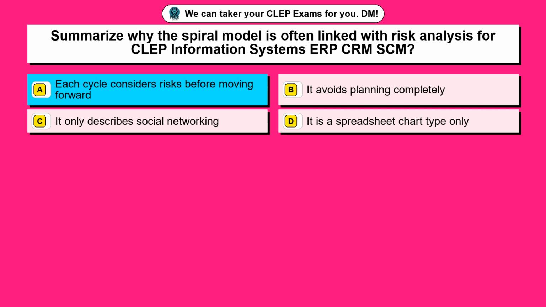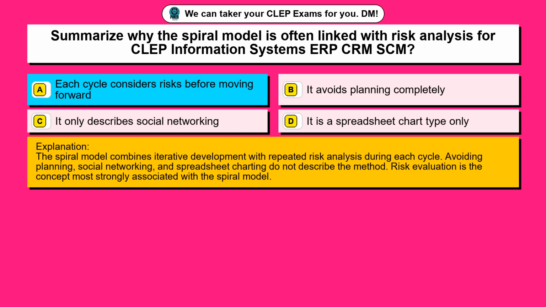Each cycle considers risks before moving forward. The spiral model combines iterative development with repeated risk analysis during each cycle. Avoiding planning, social networking, and spreadsheet charting do not describe the method. Risk evaluation is the concept most strongly associated with the spiral model.